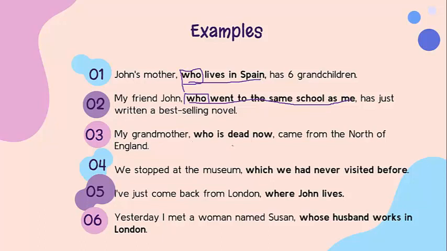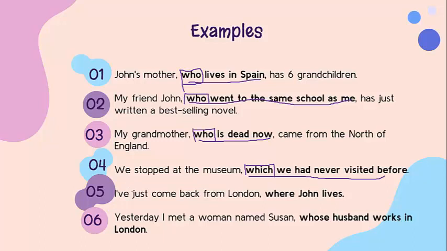My grandmother, who is dead now, came from the north of England. Okay? Who is dead now is the non-defining relative clause. This is the relative pronoun, and if we remove this non-defining relative clause, it will still make sense. It means that we can say, my grandmother came from the north of England. Example number 4. We stopped at the museum, which we had never visited before. Which we had never visited before is the non-defining relative clause introduced with the relative pronoun which.